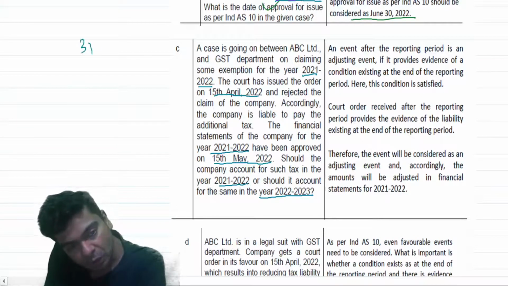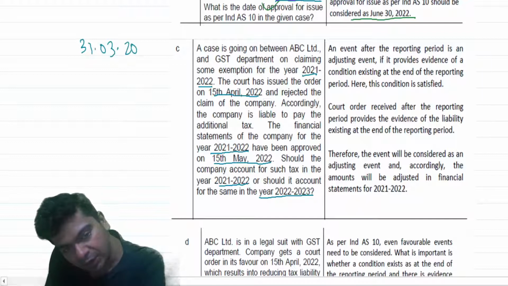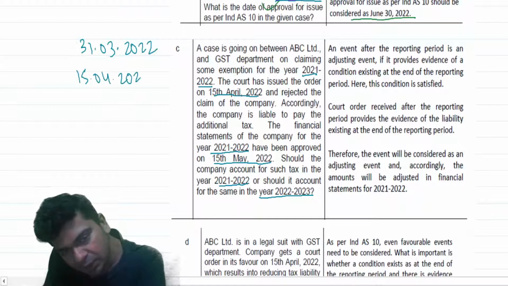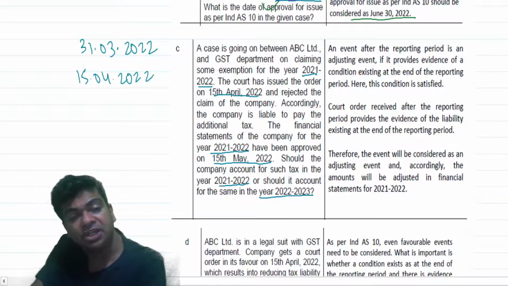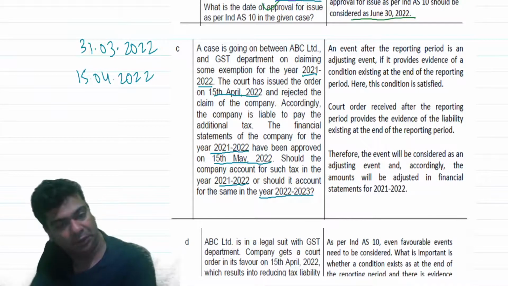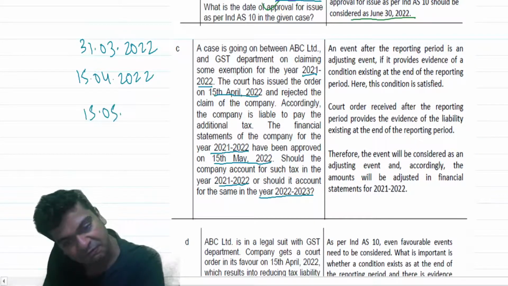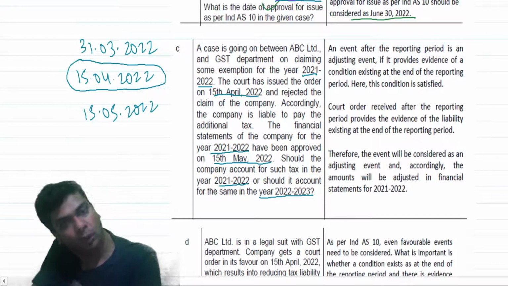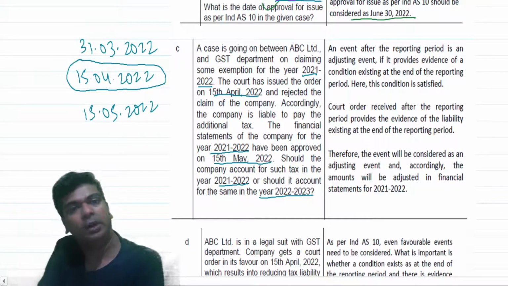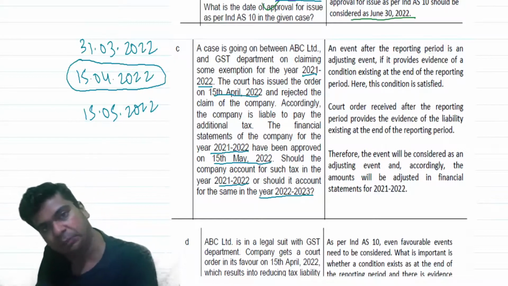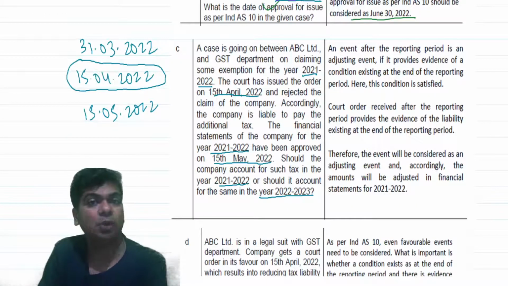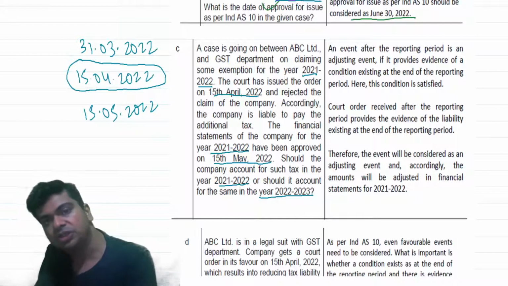That means your balance sheet date is 31st March 2022. Okay, and on 15th April 2022, the court is rejecting the claim. And the financial statements are getting approved on 15th May 2022. That means this event which is happening on 15th April 2022 is between the end of the reporting period and the date on which the financial statements are approved. In other words, it's an event after the reporting period. I have to decide whether this event is adjusting or non-adjusting.